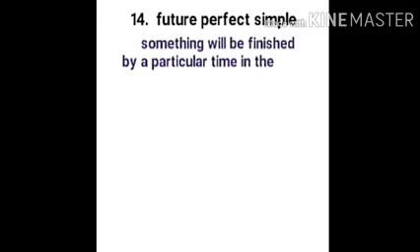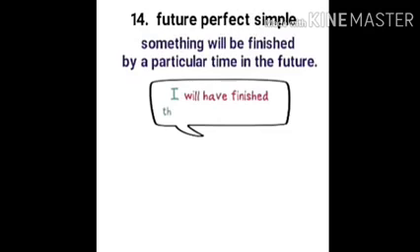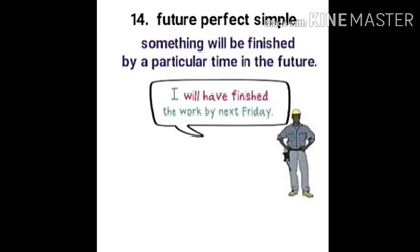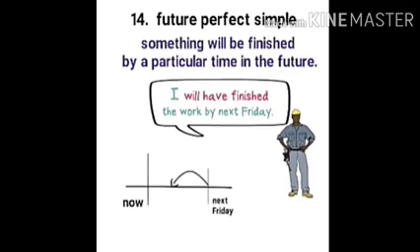Now looking at the future perfect simple. This is used when something will be finished by a particular time in the future. So for instance, I will have finished the work by next Friday. If we look at the timeline, you can see next Friday is in the future and you will finish the work before that time. The cross is sometime before next Friday. Next Friday is the latest time when you will finish the work. The form is will have plus the past participle.